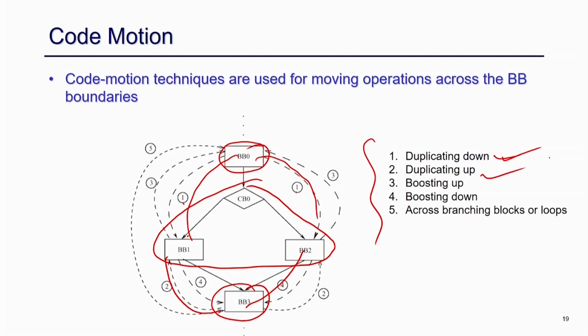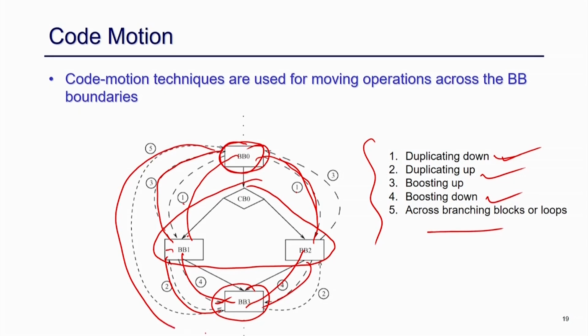Boosting up is basically moving code from the loop to outside, right, and boosting down is from the if else to after the loop. Or it can be across: something here you can move after the if else, or this may be a loop, and you can do that as well. So, you can do across-loop motion too. There can be various kinds of code motion, and they might have some good impact, right.